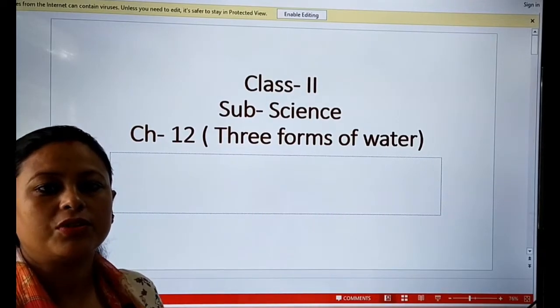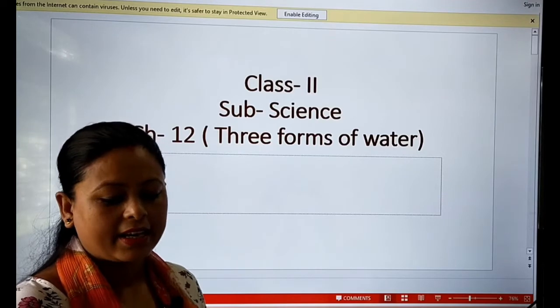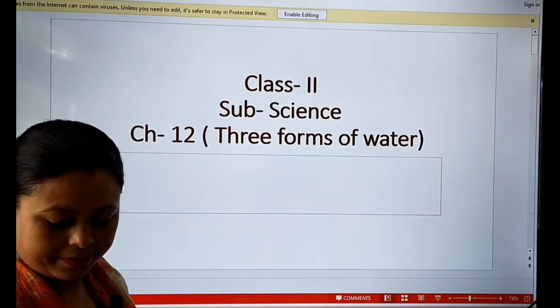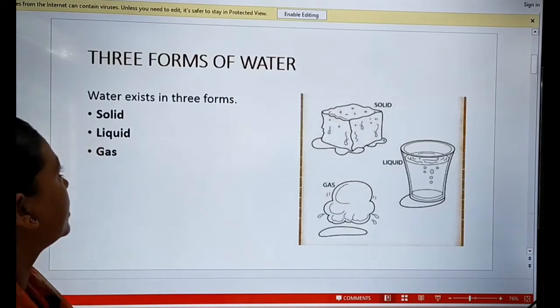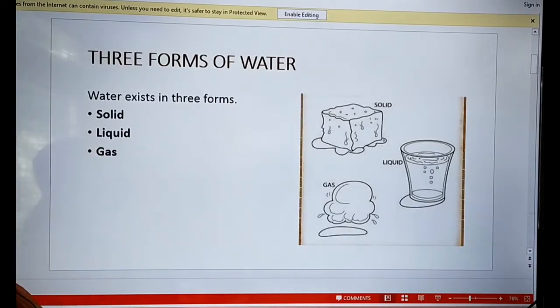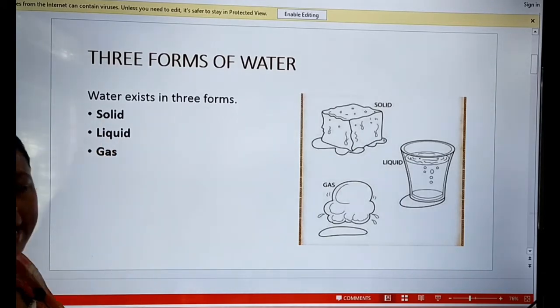Good morning class 2. Today we are going to start a new chapter from science, that is chapter 12, three forms of water. Water exists in three forms: solid, liquid and gas.